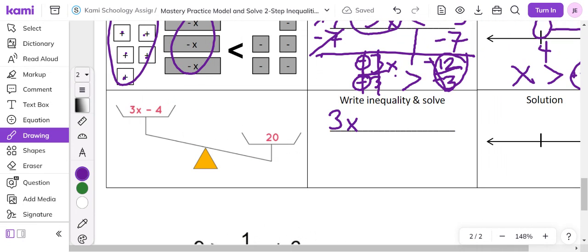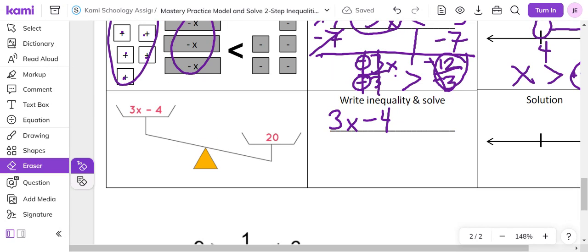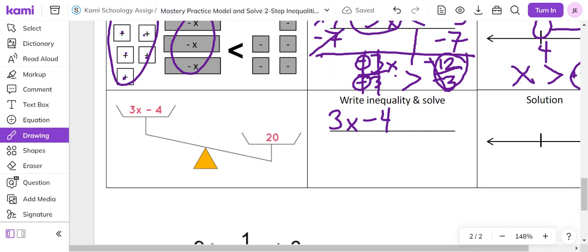So we have 3x minus 4, and this balance scale means, no, it doesn't mean equal. So it means whatever is over on this side has a greater weight. So 20 has a greater weight than 3x minus 4. So 20 is greater than 3x minus 4. So whatever is on the left side is going to have to be less than.